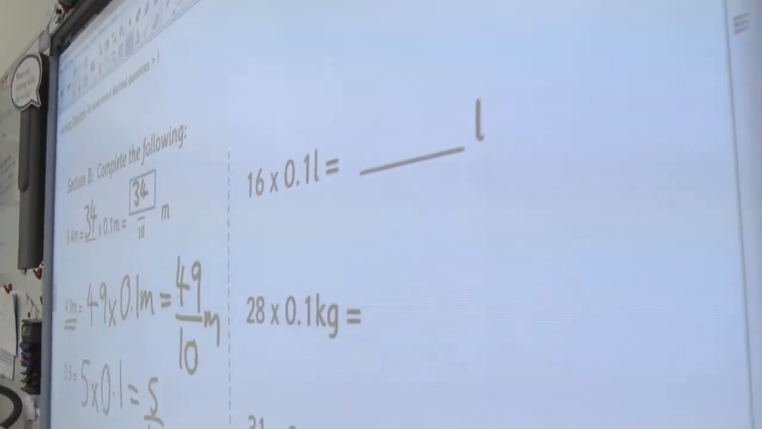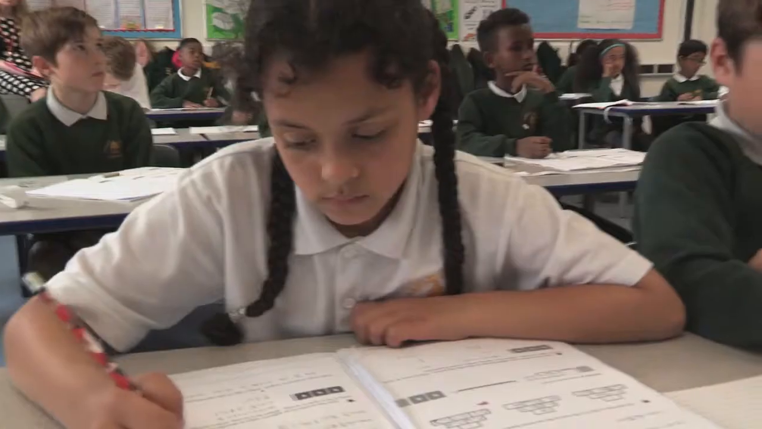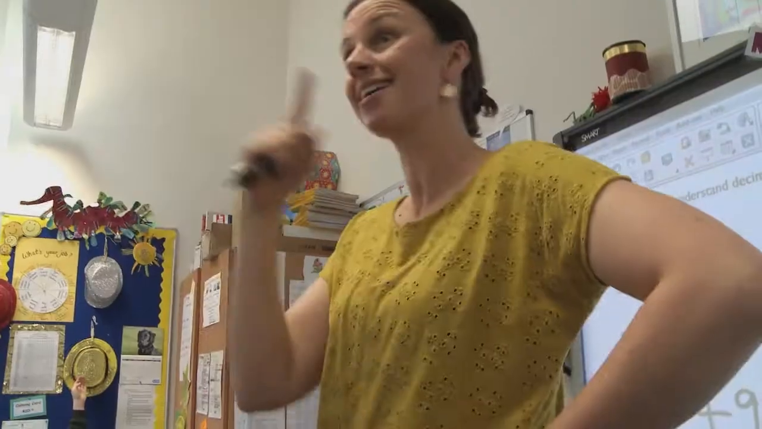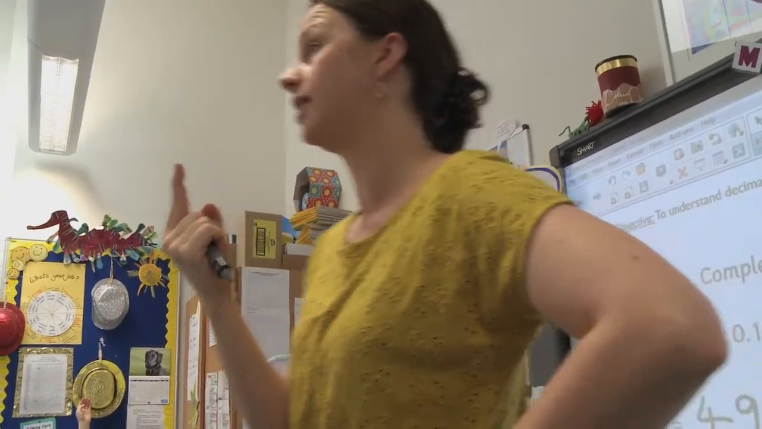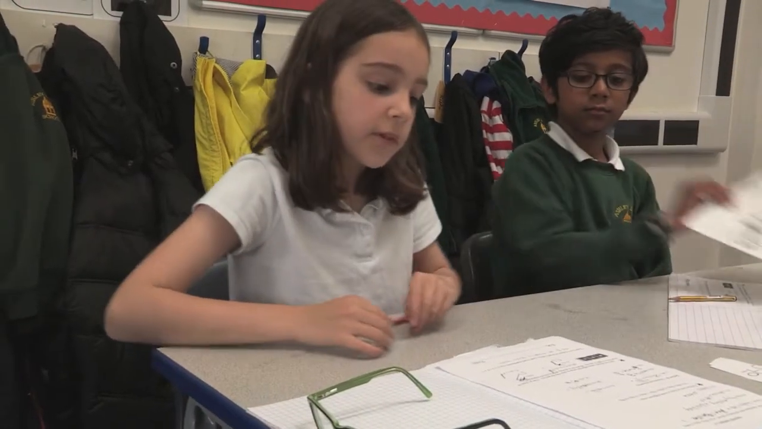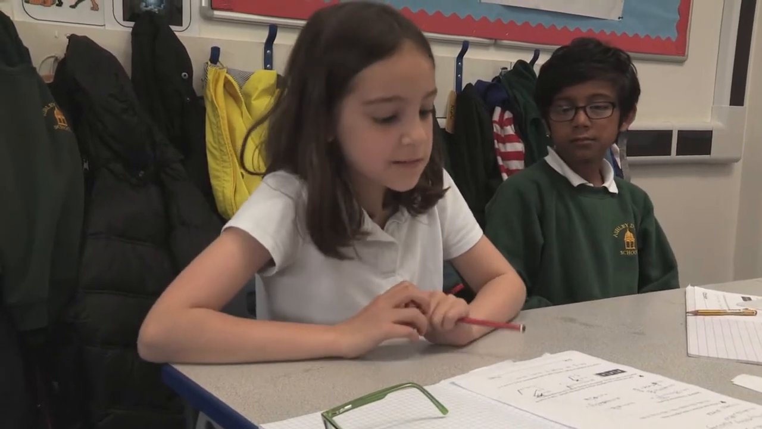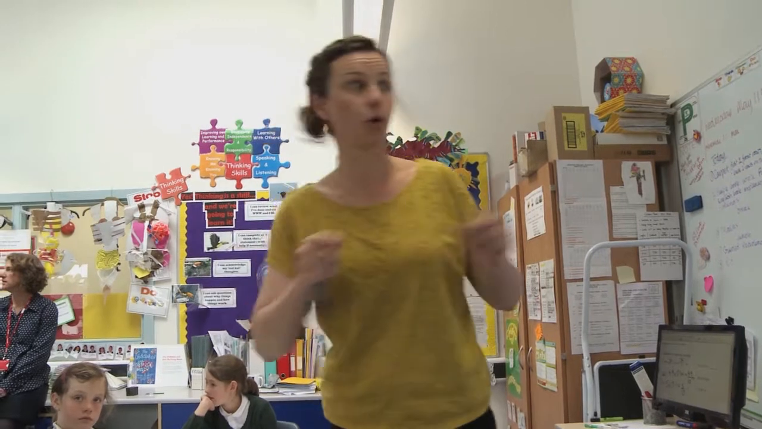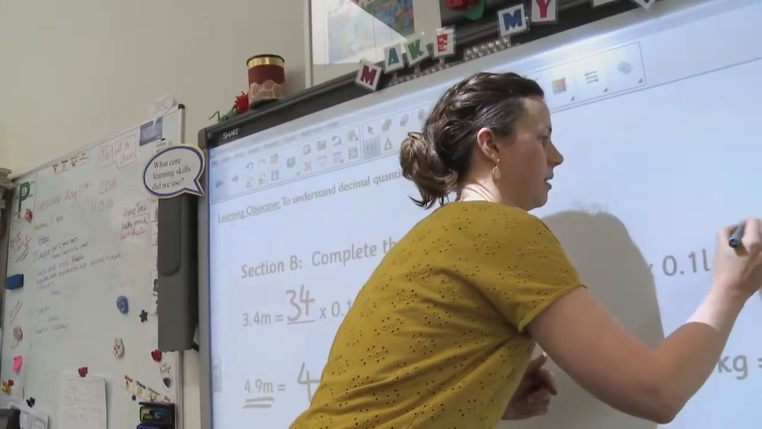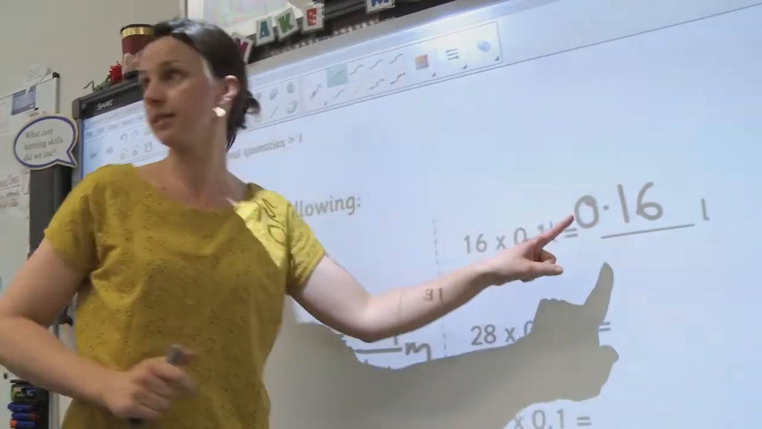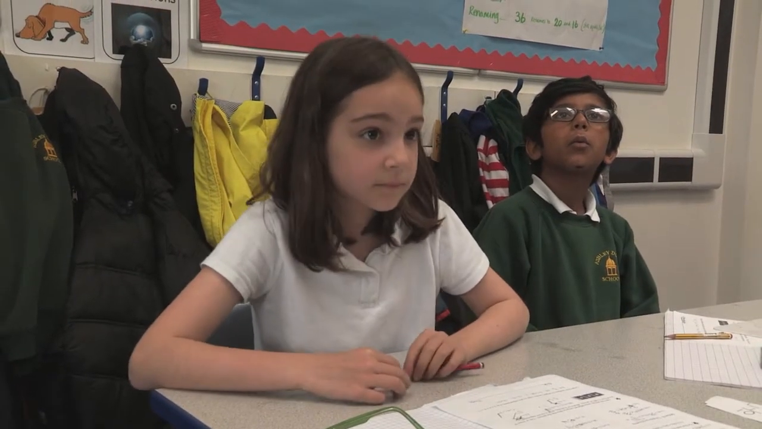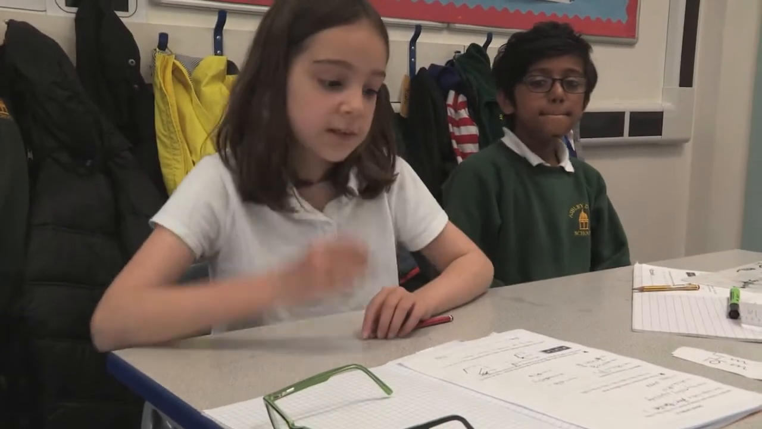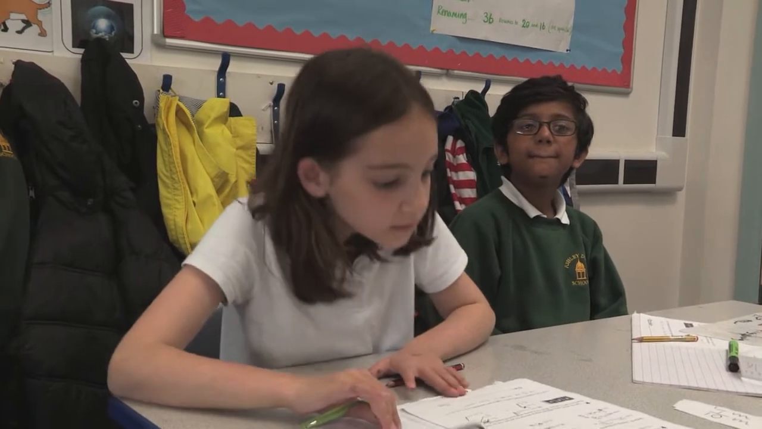If I have 16 tenths of a litre, can anyone work out how many litres I have? And can you explain why? Let's go to Sian at the back. Well, there's 0.16 litres. 0.16. Let's have a look at that here. Okay, fantastic. Let's all have a look at this together. What does the 1 represent?